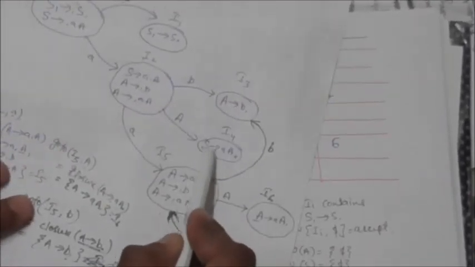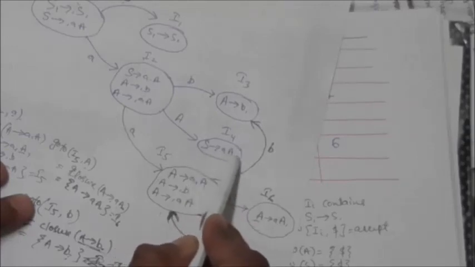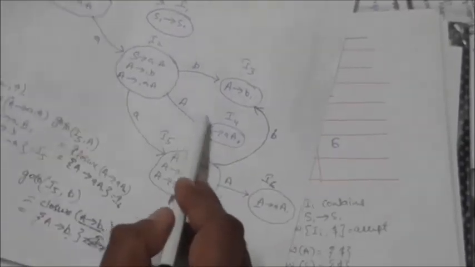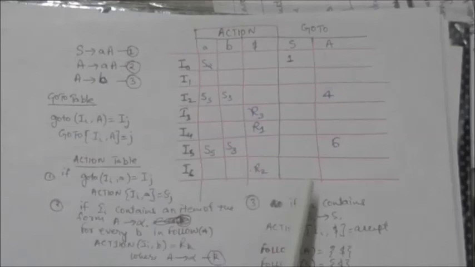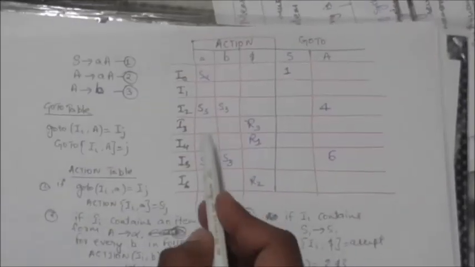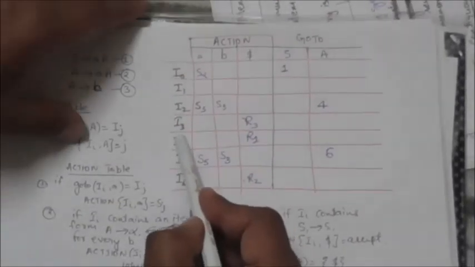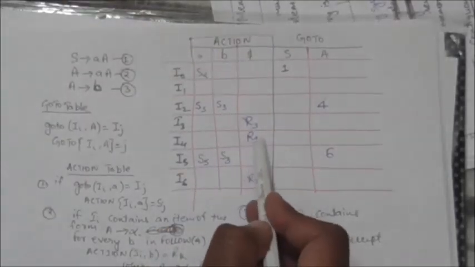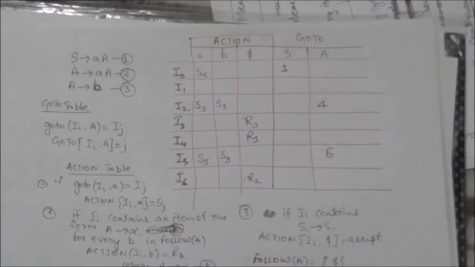Because in the I4 state there is an item S derives AA dot in which the dot is at the rightmost position on the right side of the item, and the number of this production rule S derives AA is 1, and follow of S is dollar, and this item is in state I4. So in the I4 row and in the dollar column, I will write R1, reduction by production rule number 1.